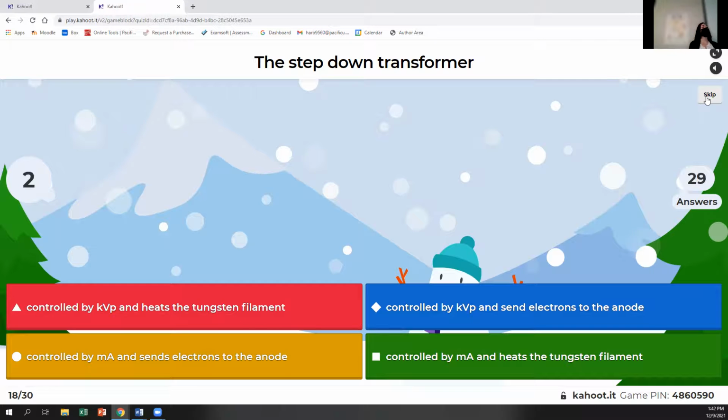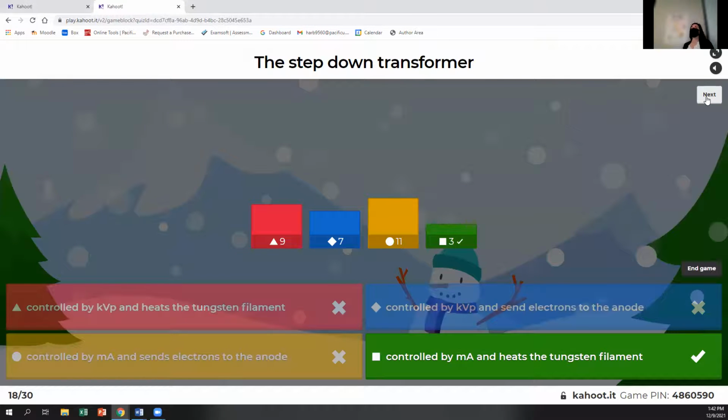Step down. One thing that'll help you here: this is a hard one. A couple of things will help you remember this. If it's a step down, it's reducing power. You can just think step down, reduce, and that can help you.